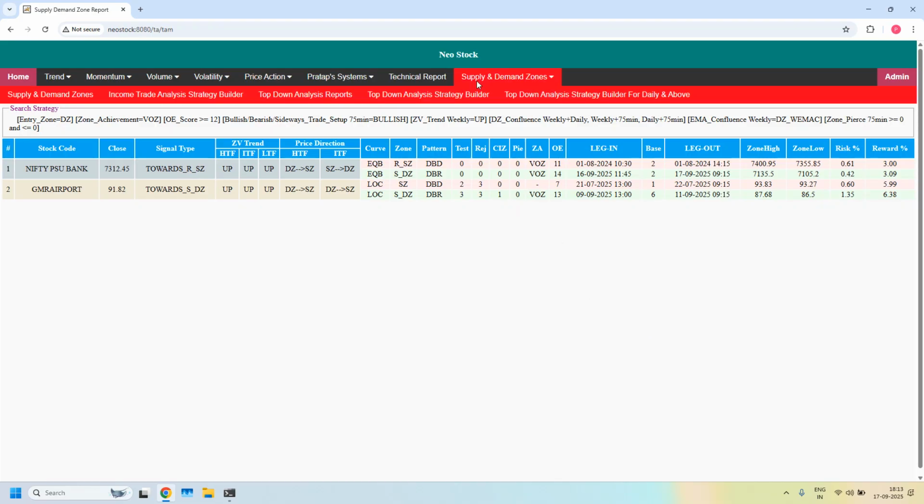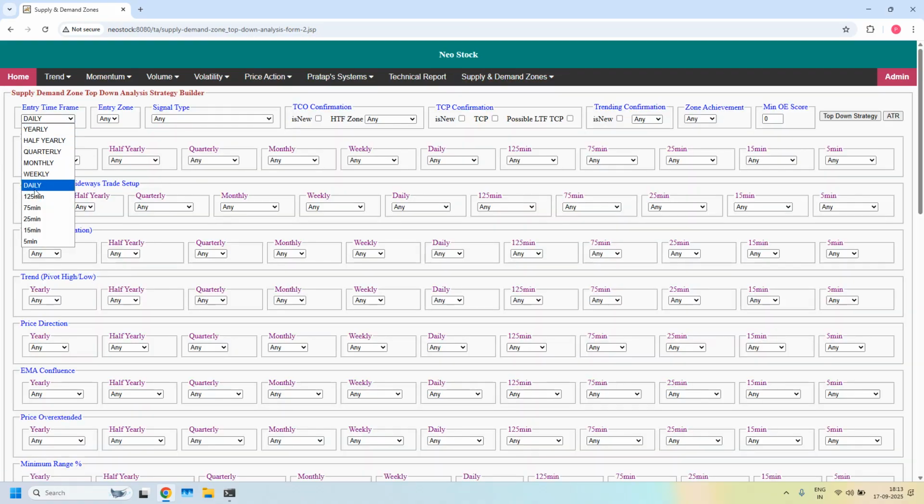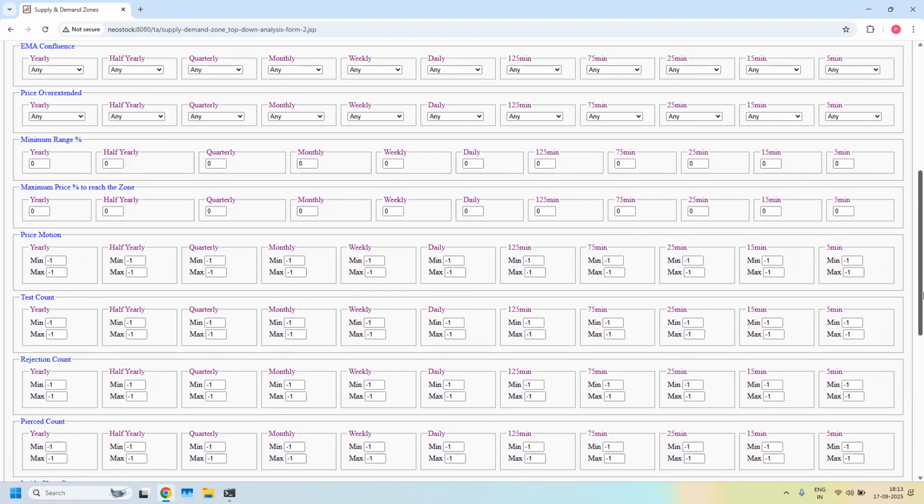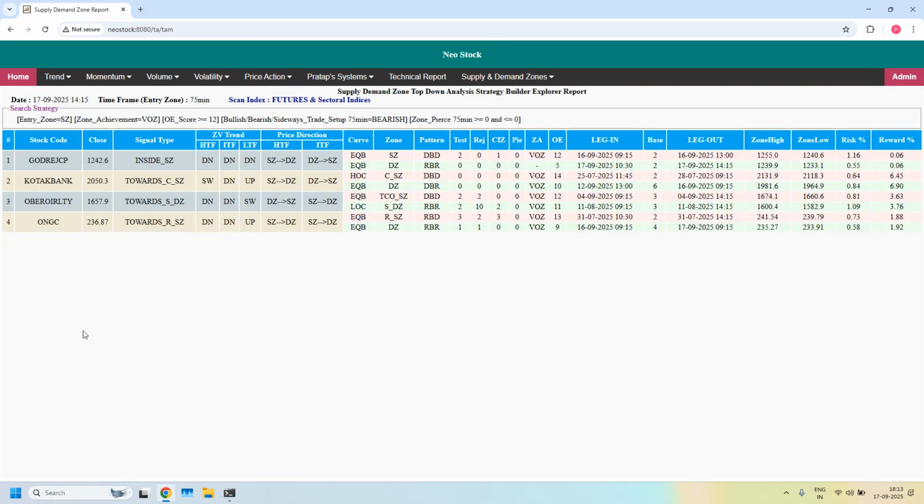Next, bearish trade setup for weekly income trade, entry time frame 75 minutes, entry zone, supply zone, bullish or bearish. At 75 minutes, I am selecting bearish. Zone achievement violated, opposing zone, minimum odd and hands score 12, and 75 minutes supply zone should not be pierced. So in the pierced count parameter at 75 minutes time frame, setting minimum value 0, maximum value 0. With these filters, we got 4 stocks supporting bearish trade setup for weekly income trade.